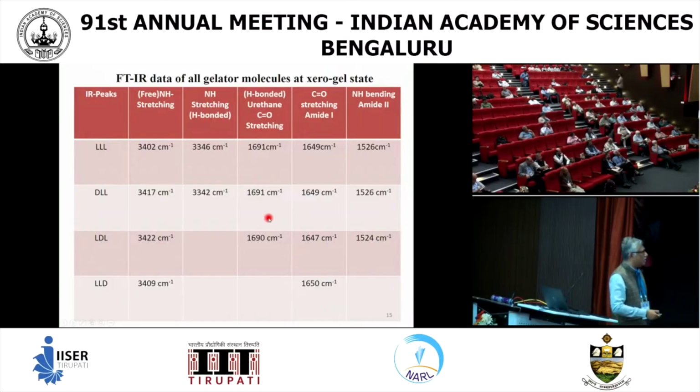In the FTIR data, in these two cases, LLL and DLL, hydrogen bonding is present along with free NH stretching. Here in LDL, one is missing, the NH stretching frequency. Here in LLD, the NH stretching frequency is also hydrogen bonded, and the CO stretching frequency is missing. So they are packed differently in the assembled state, and that's why this one refuses to gel, unlike the other two.